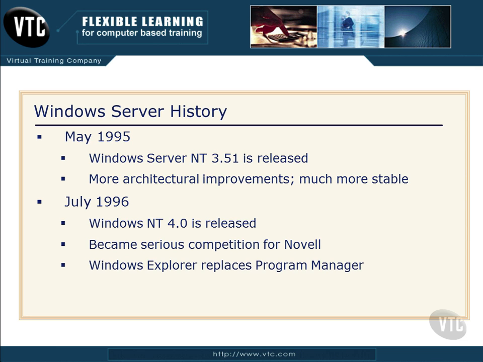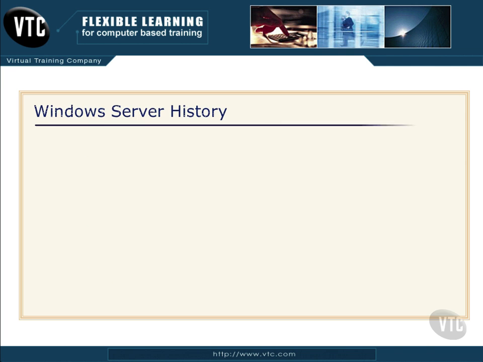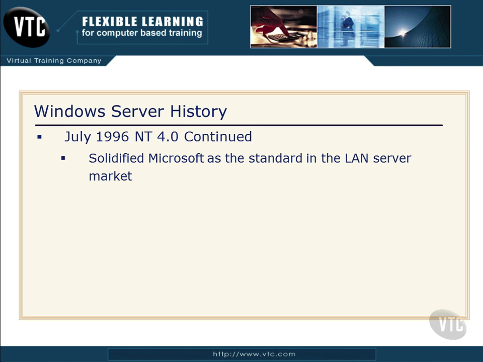It replaced the old Program Manager, and Windows Explorer was also introduced in Windows 95 right before NT 4.0 came out. Now, in 1996, in July, NT 4.0 solidified Microsoft as the standard in the local area network server market. And so what happened, people began to migrate away from Novell because a perception grew out there that everybody else was going to Microsoft, and we better too.